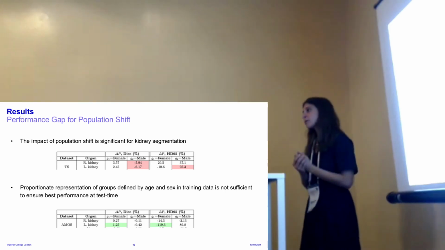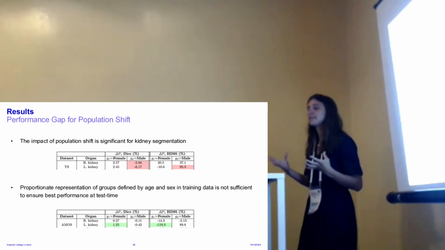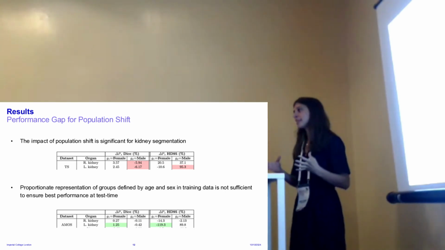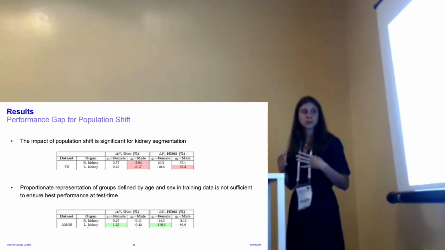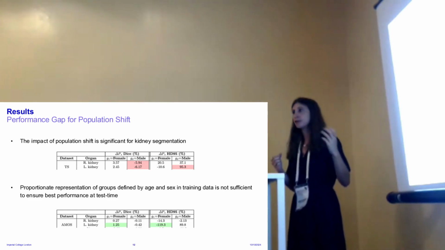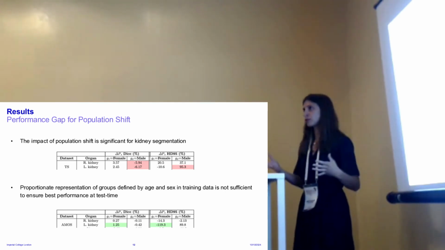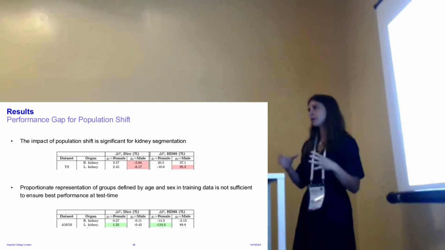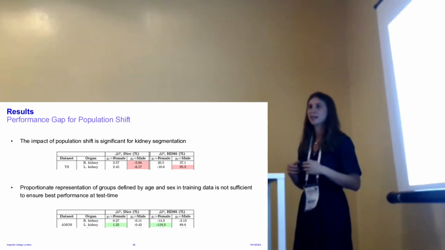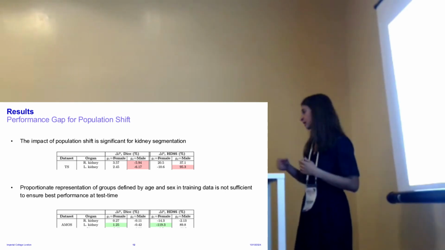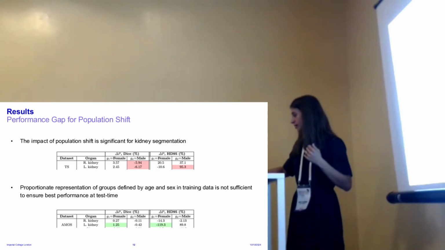But more interestingly, perhaps, we saw that across a number of scenarios, proportionately representing a group in the training data did not ensure the best performance at test time. To give an example, for females from the AMOS data set, we actually saw better performance on a test group when we trained with a completely male training set compared to a completely female training set. That's quite counterintuitive with how we commonly think about how these performance disparities arise.